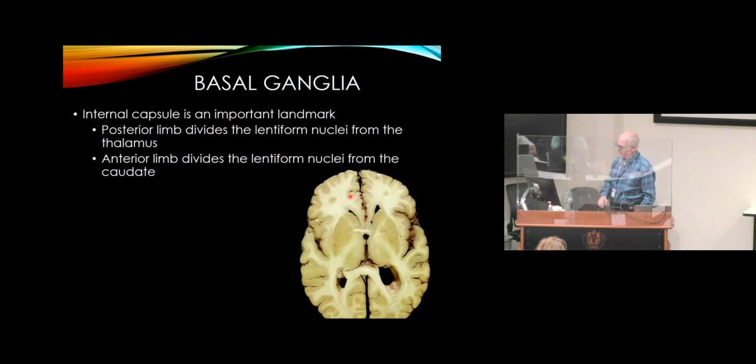So the internal capsule, again, is a really important landmark when we're trying to identify parts of the basal ganglia. And that should really be our first thing. When you make a cut, when you look at an MRI scan, find the internal capsule: anterior limb, genu, posterior limb. So notice medial to the anterior limb, you have the caudate. Lateral to the internal capsule, you have the putamen, and then the globus pallidus. Globus pallidus actually has two parts to it, which we'll talk about later, an external and an internal part.